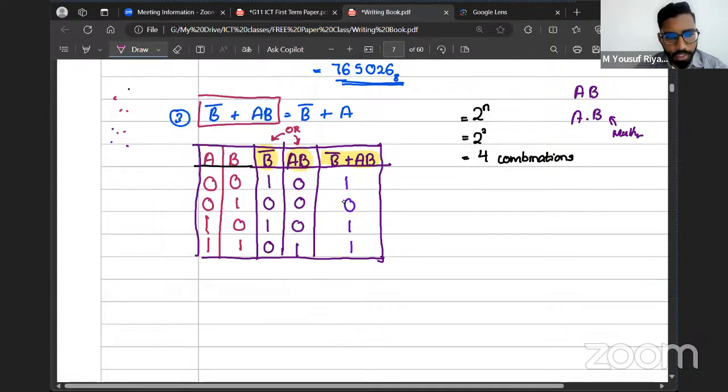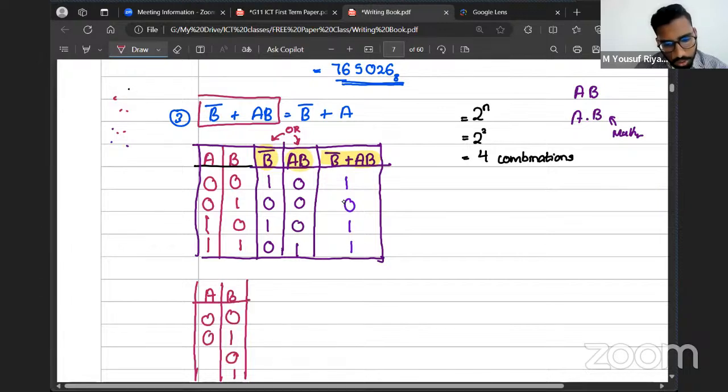So I'm going to have one column for A, one column for B, and there's going to be 4 possible combinations: 0, 1, 0, 1, double 0, double 1. Then I'm going to have a column called B dash. Let me write this output separately. I'm going to have the final column as B dash plus A.